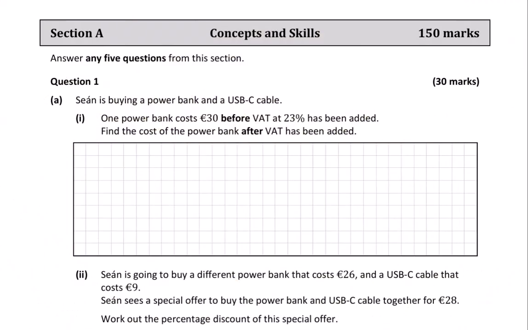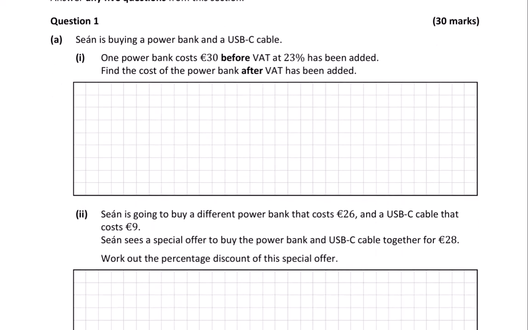Okay, so this is the 2025 Ordinary Level Maths Paper 1, and this is question 1. So Sean is buying a power bank and a USB cable. One power bank costs €30 before VAT at 23%, and then we have to find the cost of the power bank after VAT has been added. So it costs €30 before VAT. We have to increase that by 23%.